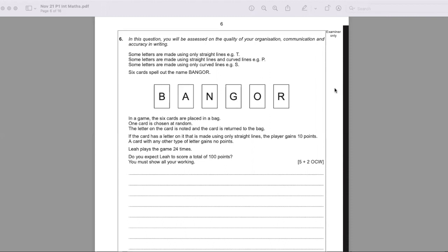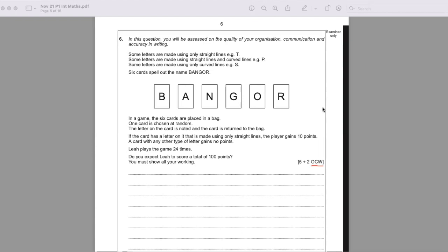Question 6. In this question, you will be assessed on the quality of your organization, communication, and accuracy in writing. So that is an OCW question, and that just means that you need to explain each of your steps, and also you have to have appropriate units if relevant. Some letters are made using only straight lines, for example T. Some letters are made using straight lines and curved lines, for example P. Some letters are made using only curved lines, for example S.